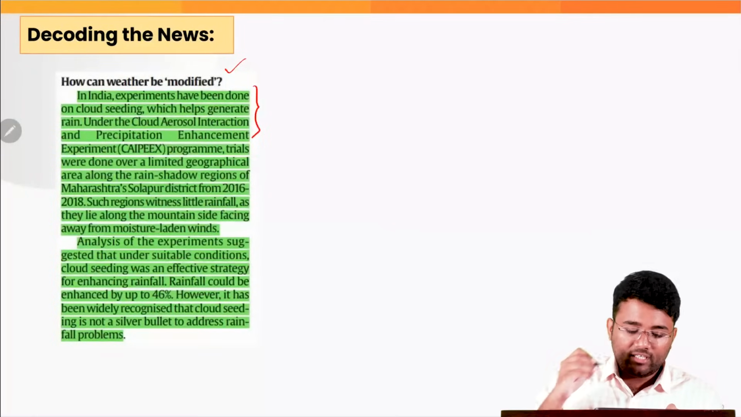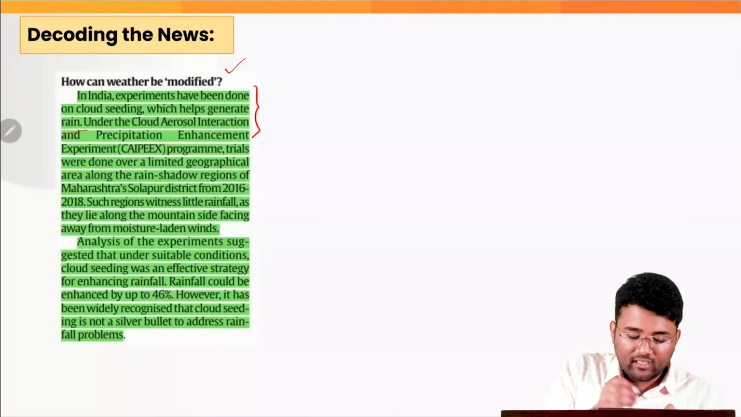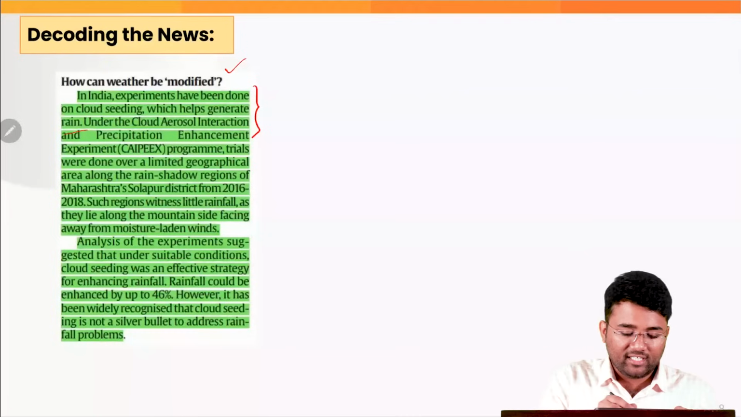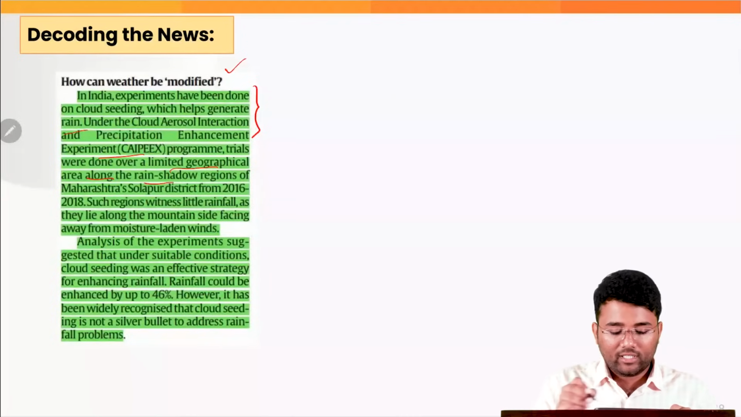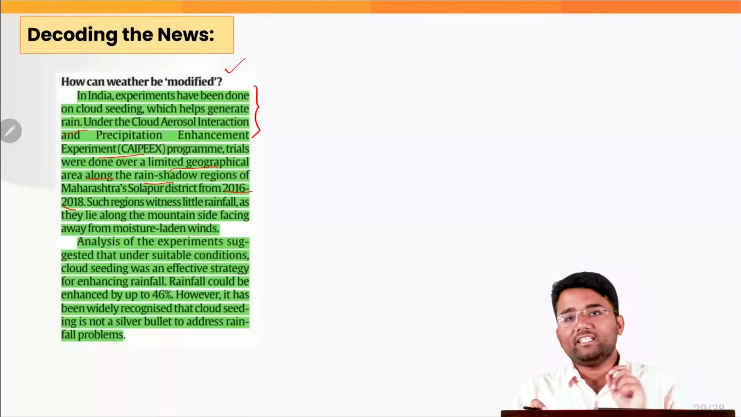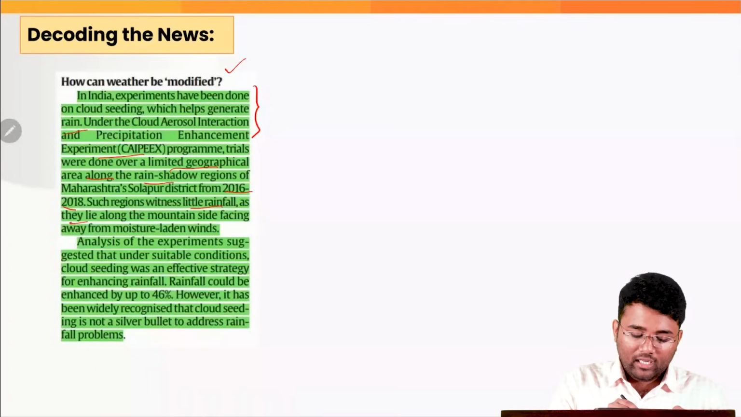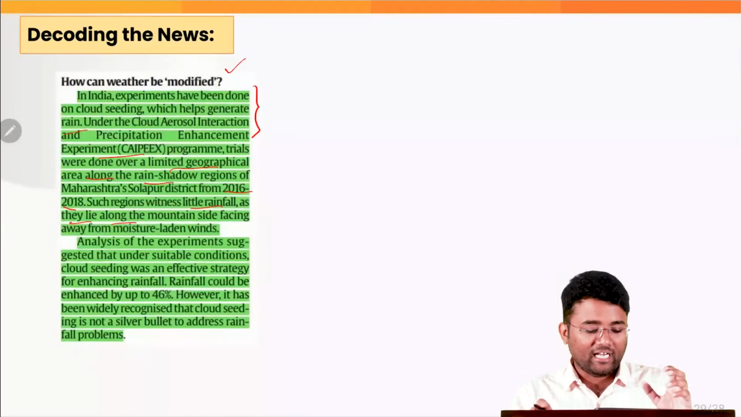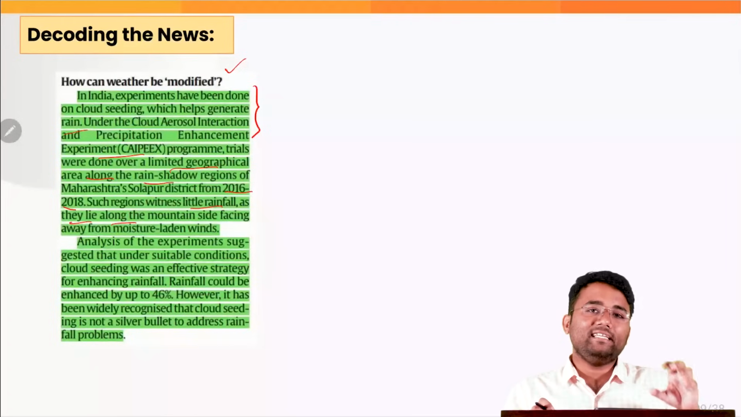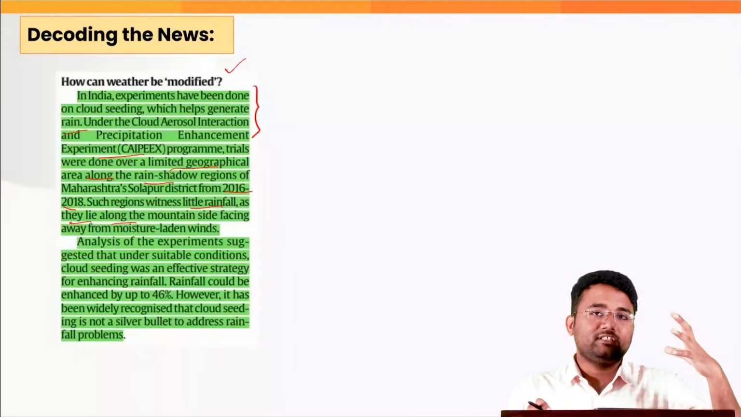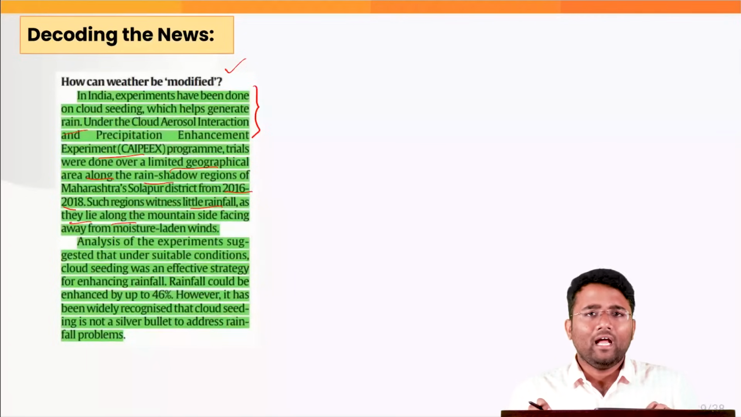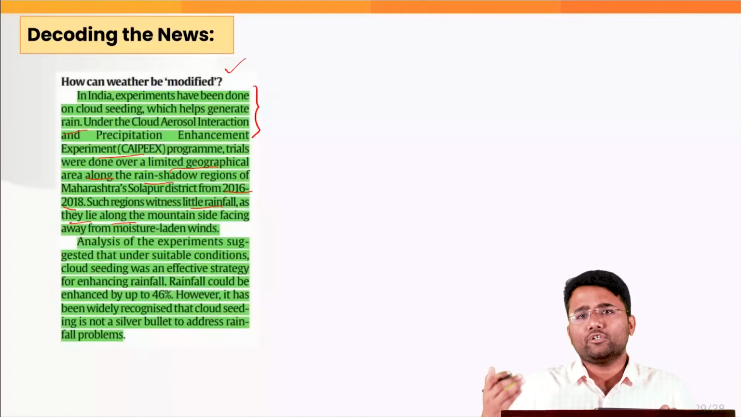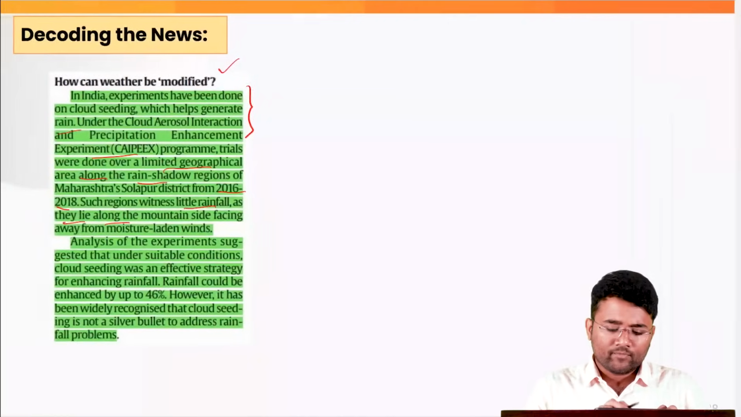In India, experiments have been done on cloud seeding, which helps generate rain, under the Cloud Aerosol Interaction and Precipitation Enhancement Experiment program. Trials were done over a limited geographical area along the rain shadow regions of Maharashtra, Solapur district, from 2016 to 2018. Such regions witness little rainfall as they lie along the mountainside facing away from the moisture-laden winds. In these areas, the development of cloud chambers can help in ensuring that localized rainfall can be achieved and the needs of agriculture as well as the overall economy can be tackled.